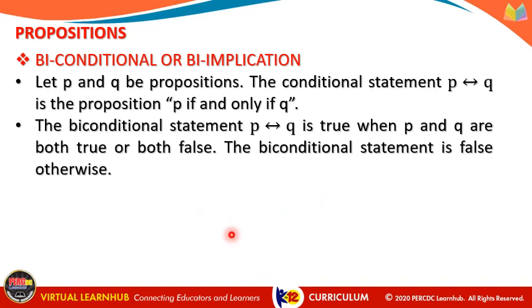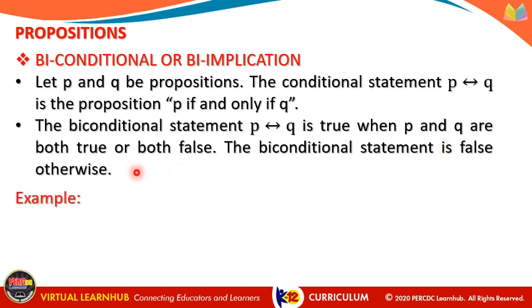The conditional statement is false otherwise. So again, for biconditional statements, it is true when both P and Q are true or both P and Q are false. If one is true and the other is false, then your biconditional statement is false.